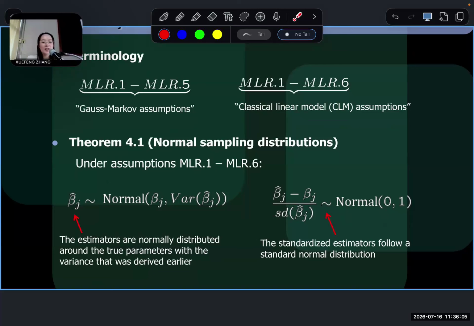Now, why do we add normality? Because it gives us a very powerful result, which is Theorem 4.1. Under assumptions 1 through 6, each estimator beta j hat is normally distributed around the true beta j with the variance we already derived in chapter 2, okay? This just says our estimator is a random variable and its sampling distribution is a normal bell curve centered at the true value.